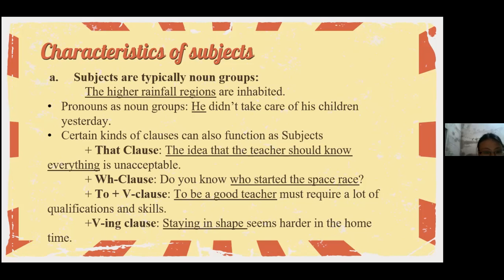The third one is the to verb clause. Example: to be a good teacher requires a lot of qualifications and skills. And the last one is the verb-ing clause. Staying safe seems harder in the hometown. Next.